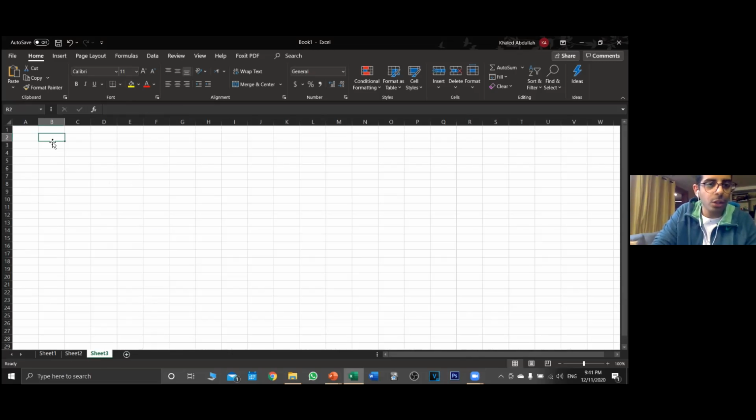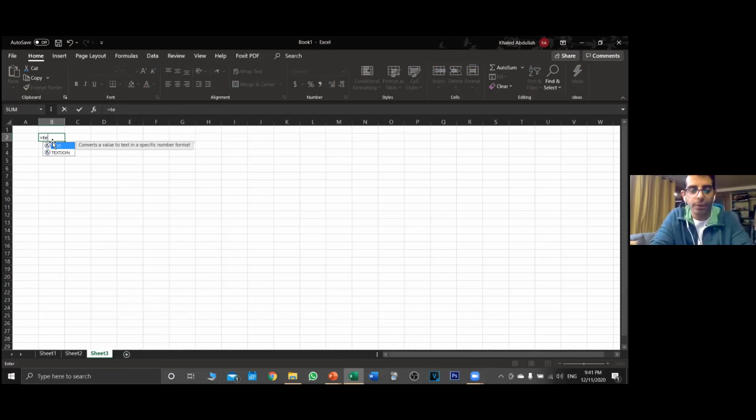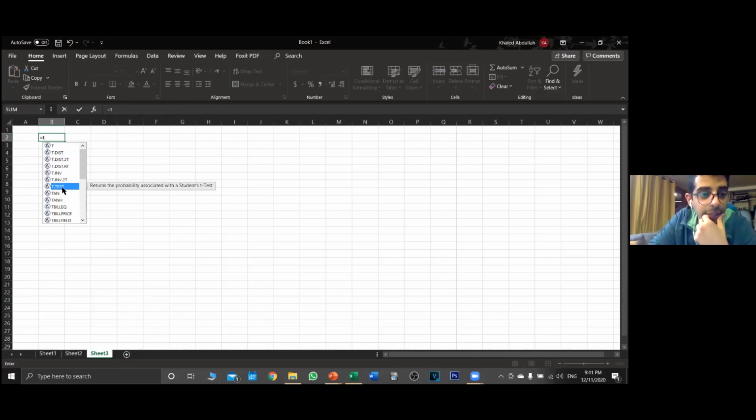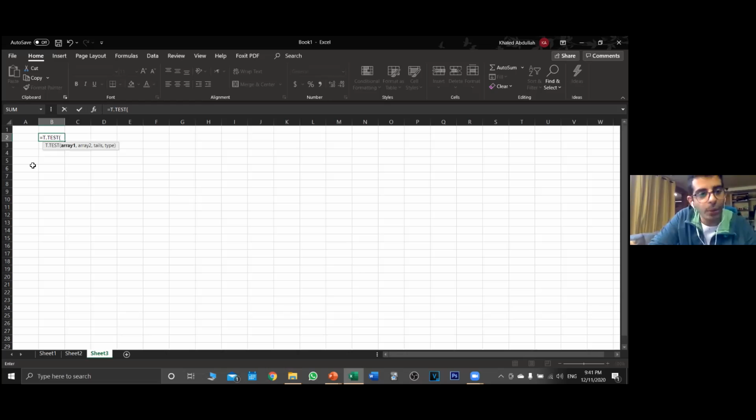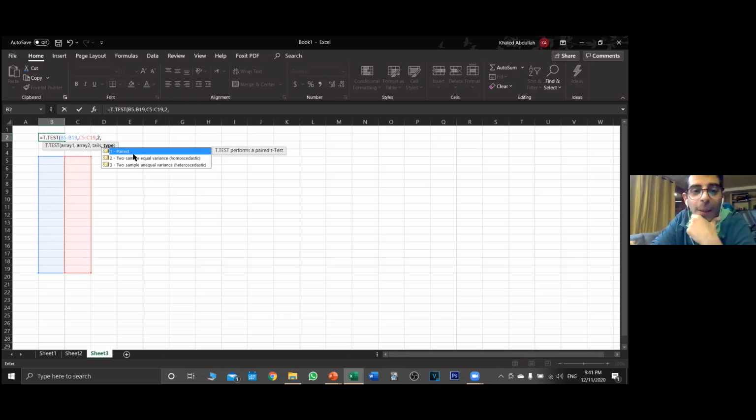There we go. So if you go here and press equal T.TEST, you can click it, then put in your first set of data, then comma, your second set of data, then comma, and then two-tailed distribution, because we always do two-tailed distribution. And then here's your choice. You have paired, which is the dependent samples t-test, and this will be drug A, drug B, and so on and so forth.